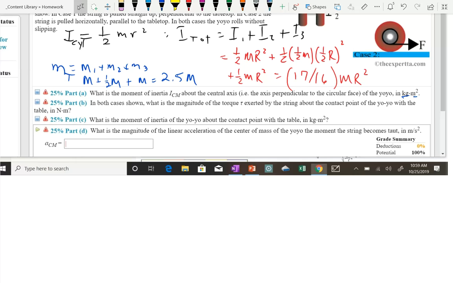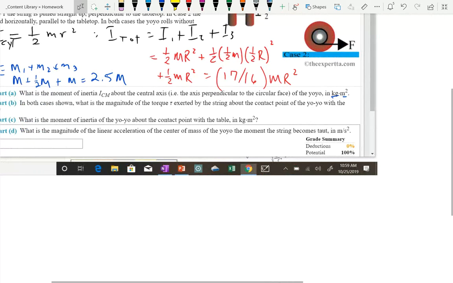So part B, in both cases shown, was the magnitude of torque exerted by the string about the contact point of the yo-yo with the table. Now, when we looked at this, we actually calculated about center of mass, but it turns out to be the same, so we were right. So it's asking for the moment or the torque created about this point.